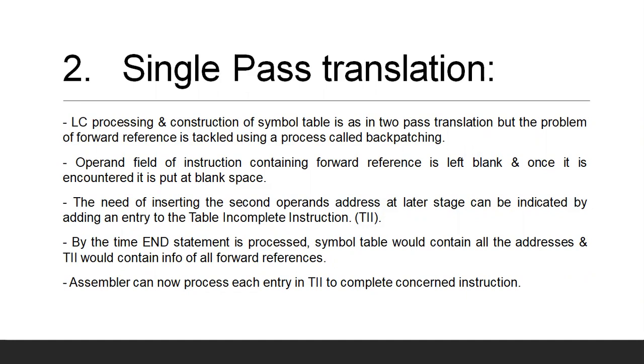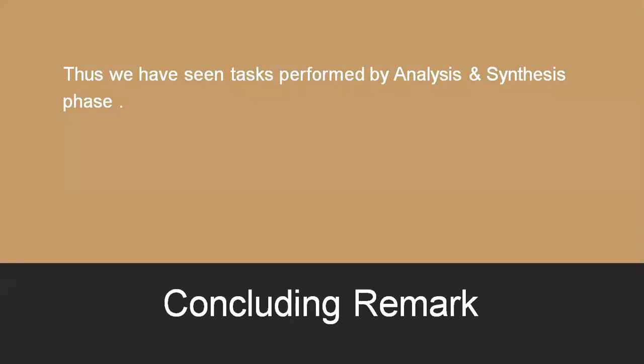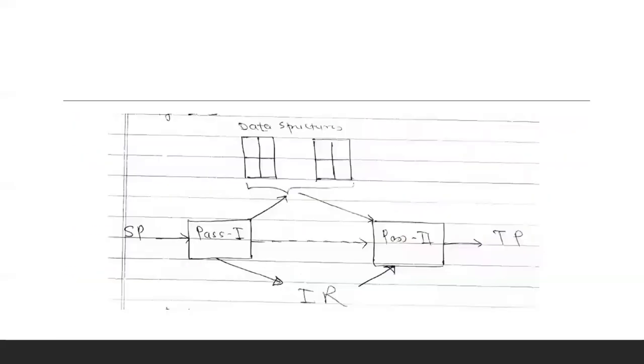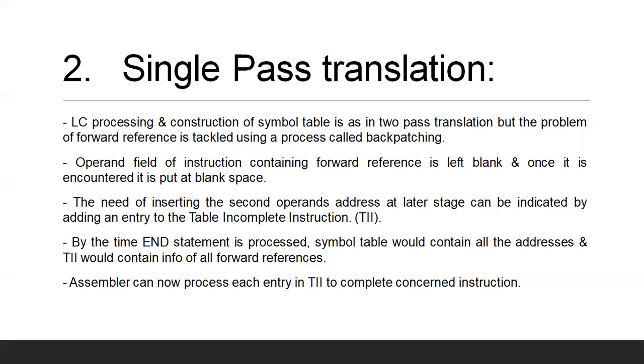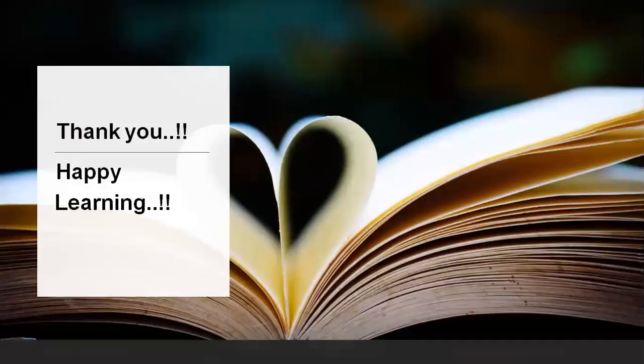This is called single pass translation. Single pass translation is generally time consuming because many times backpatching is to be done. Many times a lot of things are to be modified. Whereas in two pass translation, in a single scan, every information is collected and stored. And in the second pass, whatever information is gathered in pass one is used to perform the translation. So this is what we have learned: the pass structure of assembler, in which we have two pass translation and single pass translation. I hope you understood this. Thank you and happy learning.